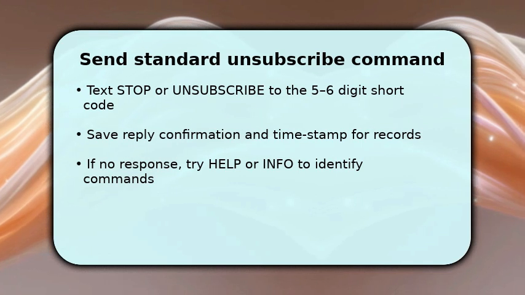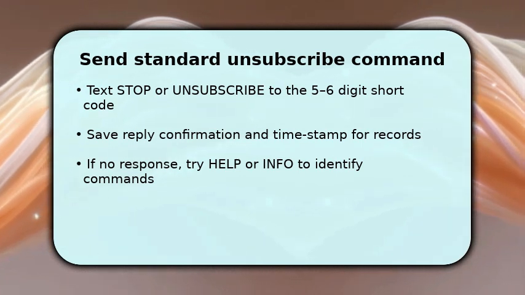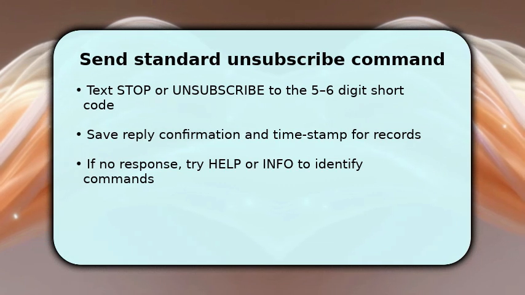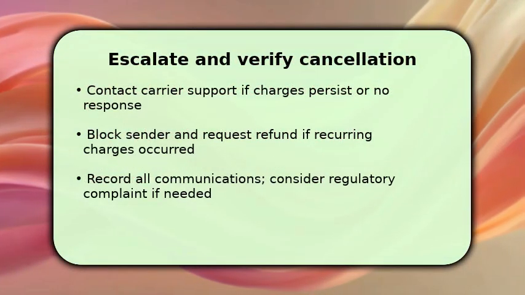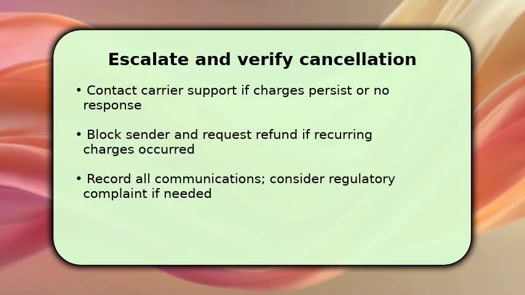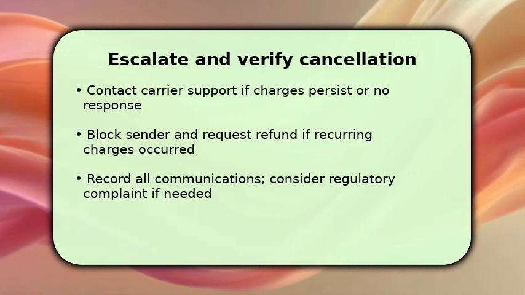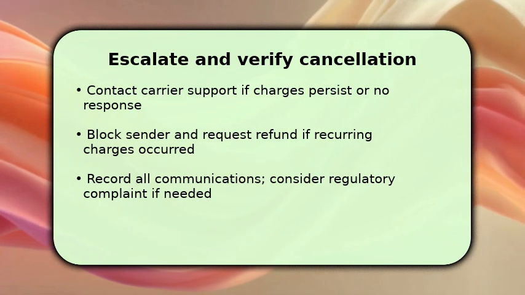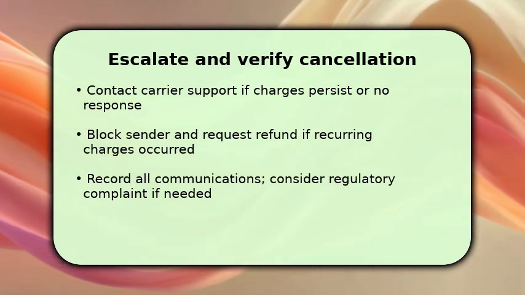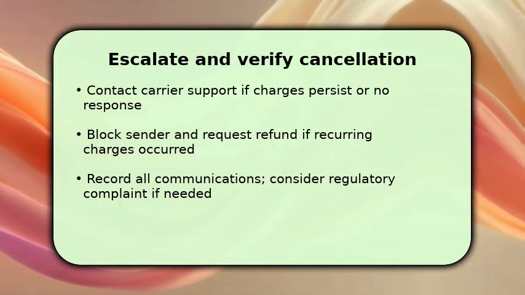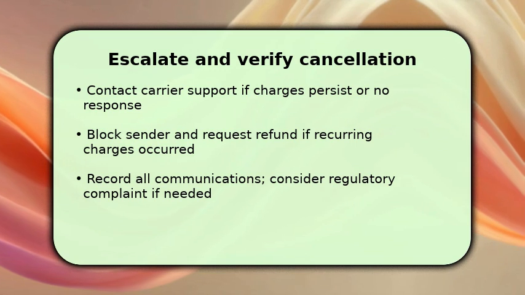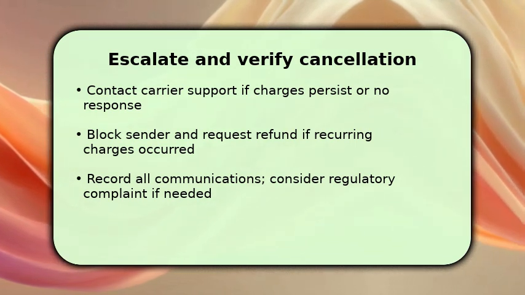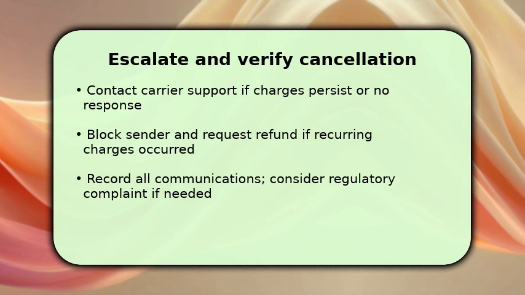If the unsubscribe didn't stop messages or billing, escalate. Contact your carrier's customer support and explain the short code, dates, and saved confirmations so they can block or trace the service. You should also block the sender on your phone and request a refund if you were charged after unsubscribing. Make sure to log every call and message for evidence. If problems persist, file a complaint with your national telecom regulator.